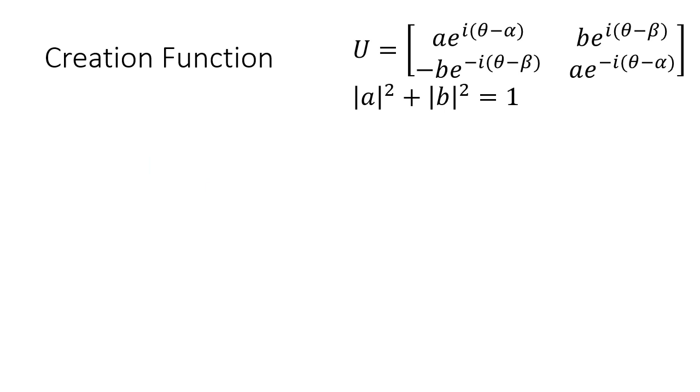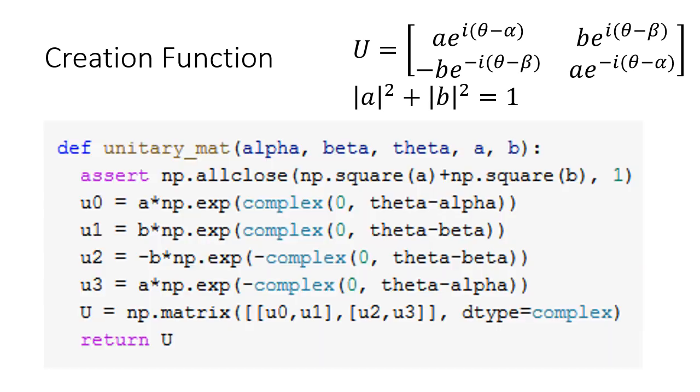Given the expression, we can write a Python function that takes the parameters alpha, beta, theta, A, and B to generate a unitary matrix. So a program is shown here. Basically, the assert line means that I want to check whether the condition A squared plus B squared equals 1, and the remaining 5 lines are about setting up the unitary matrix U based on the expression.